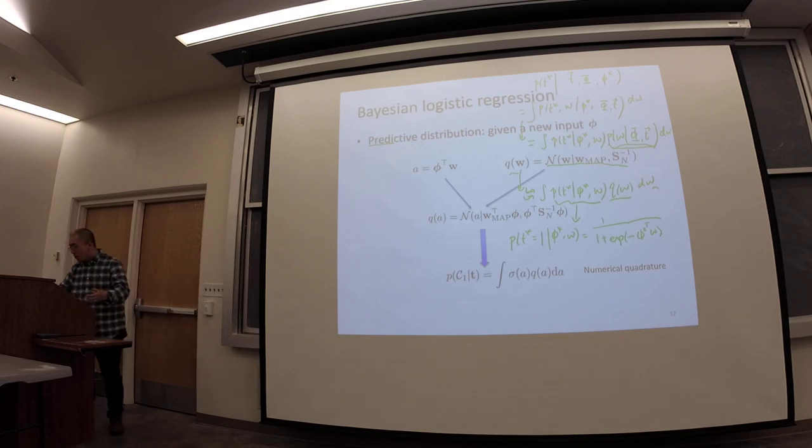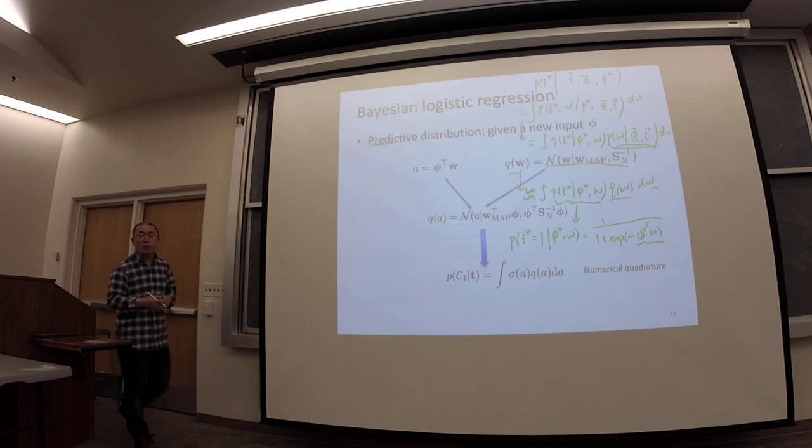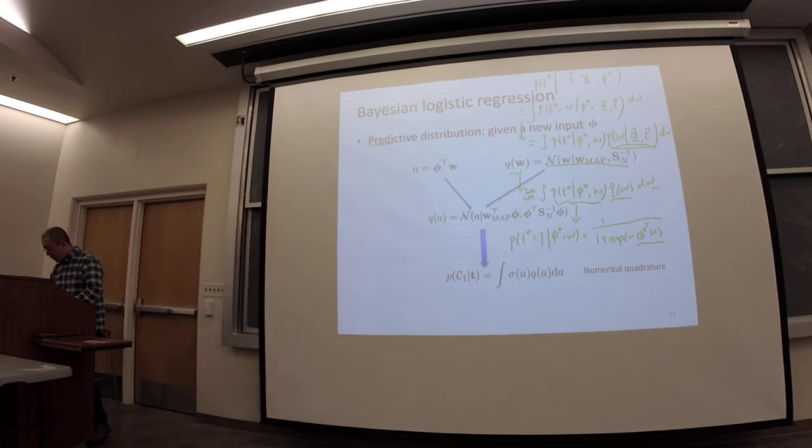If we look at this inner product, because W is a random variable, then phi star transpose W will be a random variable as well, right? This is a scalar, an inner product. So we can denote this scalar as another random variable, a star. That means our predicted distribution can be rewritten as the conditional probability of t star equals 1 given a star, multiplied with the posterior distribution of a star, marginalizing over a star, right?